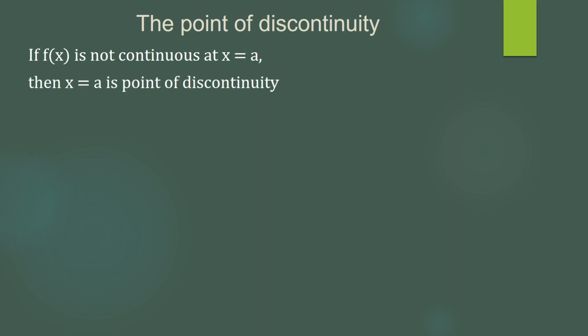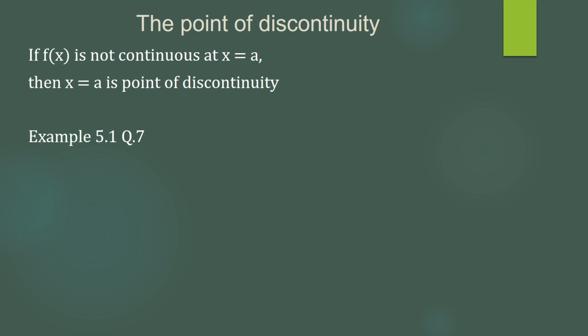Now the point of discontinuity. You have already studied what is meant by continuity. When the function is continuous, we can say that it is continuity. Now for discontinuity, if f of x is not continuous at x equal to a, then we say that x equal to a is the point of discontinuity.